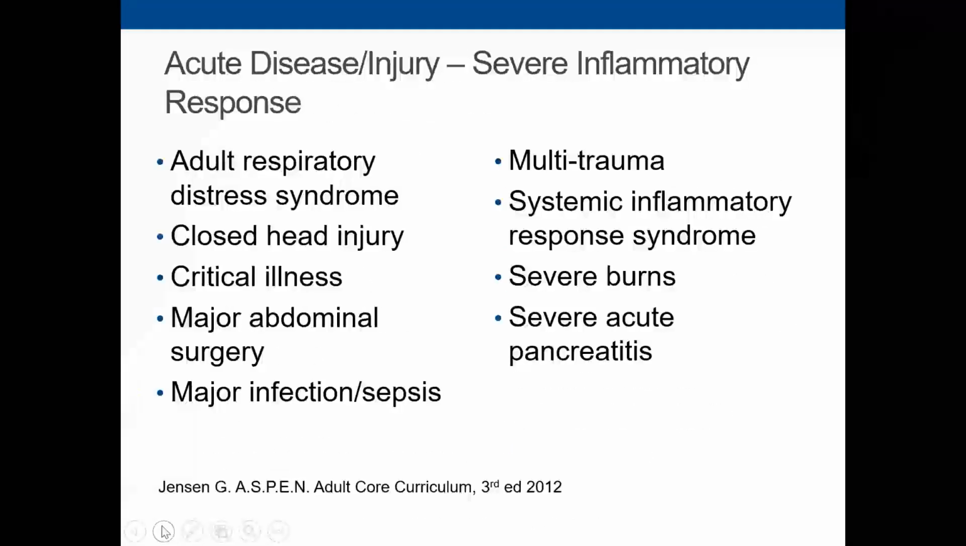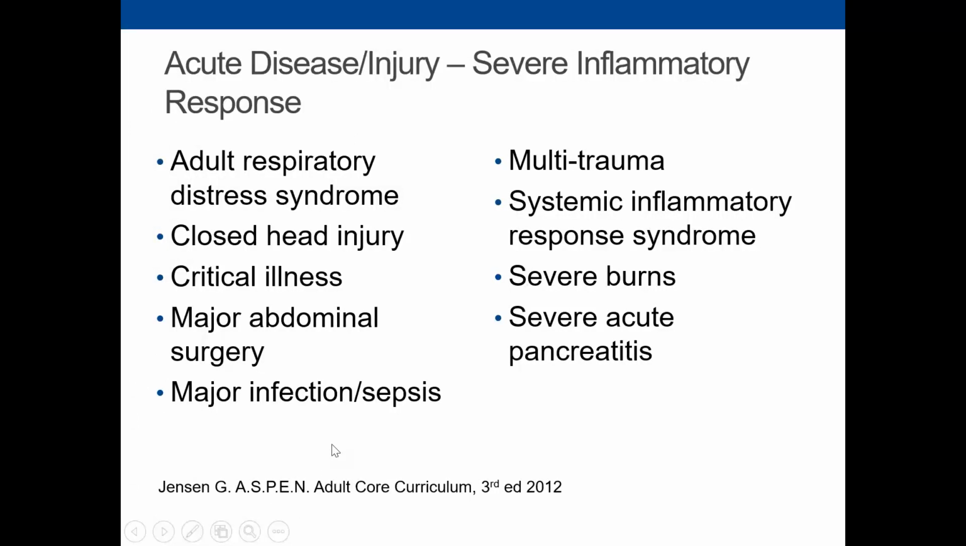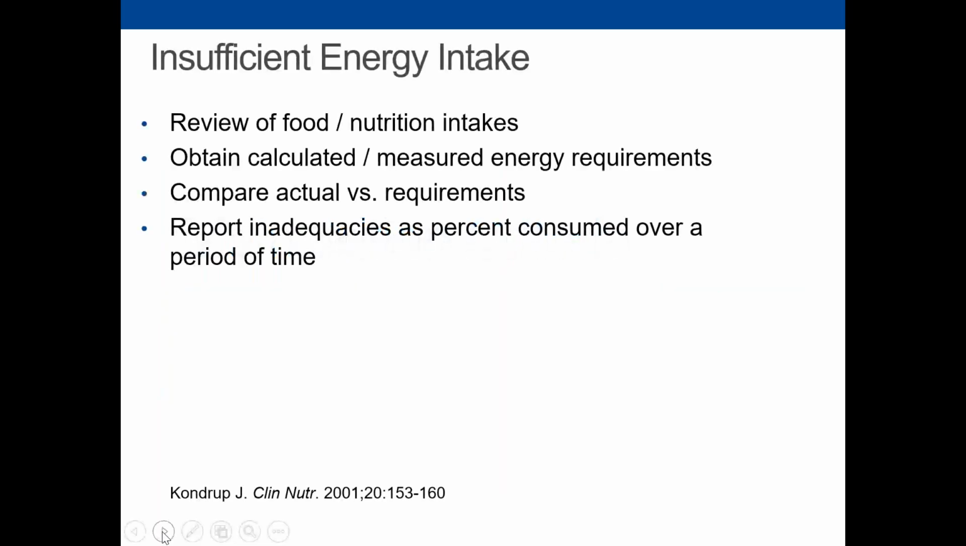And this again would then be those conditions that are associated with a severe inflammatory response. And these are all fairly obvious. These would be mostly your patients in your critical care units. So ARDS, closed head injury, trauma, severe acute pancreatitis, etc. So now let's get into the specific malnutrition criteria.